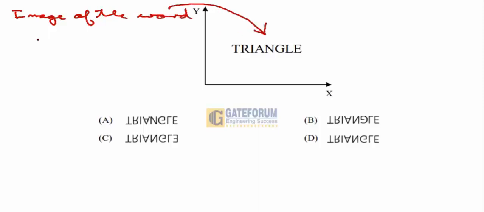Well, the question is incomplete here, but the question would be: find the image of the word. Which word? Now, this triangle. The image of the word on the x-axis. That is the question that has been given. Let us try to find the image.